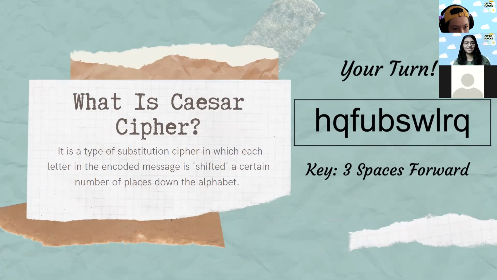So Caesar cipher is basically a type of substitution cipher in which each letter in the encoded message is shifted a certain number of places down the alphabet. It is one of the easiest or most simple ciphers that we know today. You're not going to see a government sector only use Caesar cipher to encrypt their messages, but the key point is that these companies use a mixture of several different ciphers in order to ensure that their algorithms are safe. So if you guys know any different ciphers, definitely put them in the chat or unmute, because there are definitely a lot.